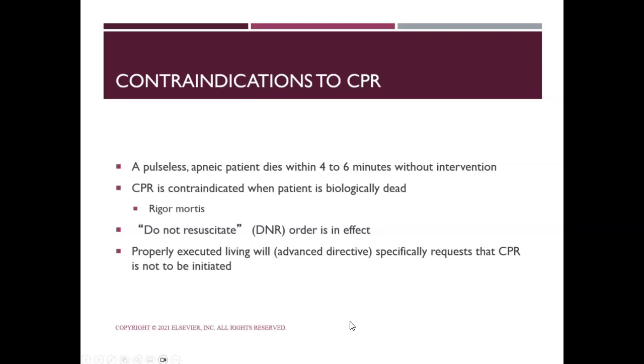Like, I don't care if the baby comes out and they're crying or they're moving their arms and their legs, we're not going to do any resuscitation efforts on that child. So those are just some examples.